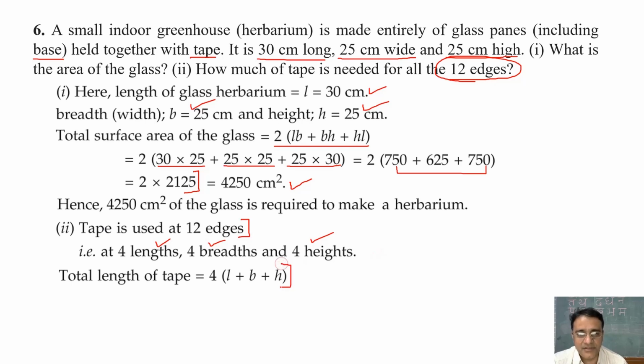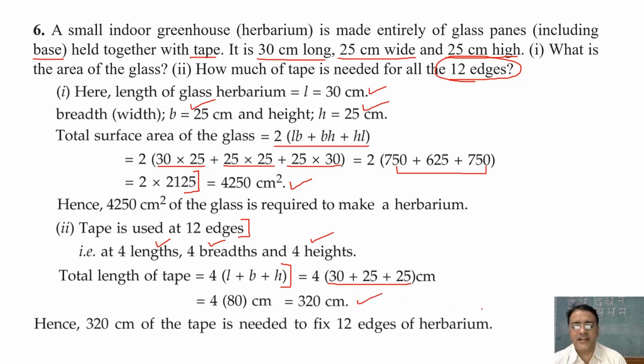ये clear है सब? किसी को कोई doubt तो नहीं है? No, sir. Okay, now we'll substitute the values. 4 into 30 plus 25 plus 25. See, this is 80. So what is the final answer? 320. Right, 320 centimeter. Hence, 320 centimeter of the tape is needed to fix 12 edges of herbarium. Any doubt in this question? No, sir. Okay.